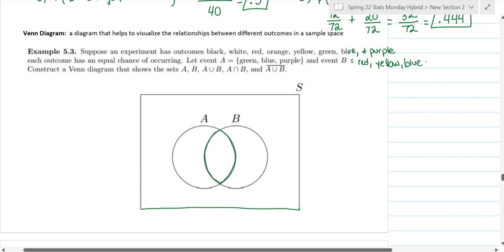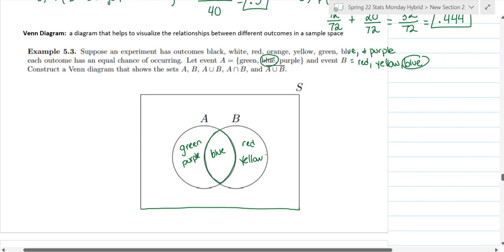The first thing we do is look for what they have in common. When I look at A and B, they both have blue. So I'm going to put the blue right here where they overlap. Now, A has green and purple and B does not, so I'm going to write that over here, in the A circle but not overlapping. And same thing with B. Red and yellow are in B, but they don't overlap into the A circle.